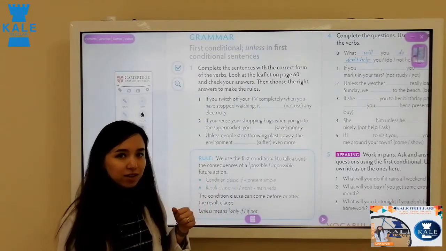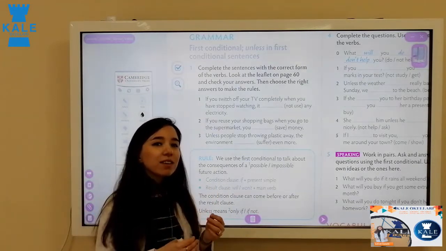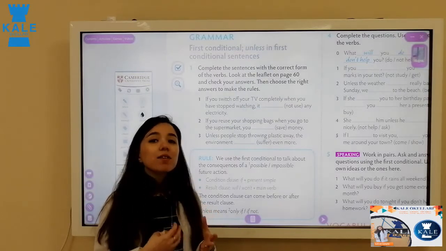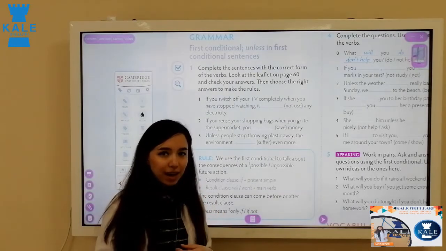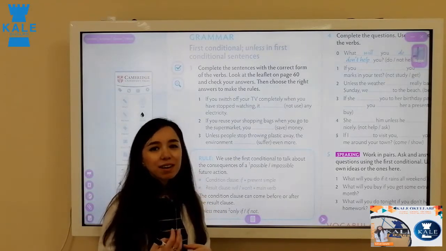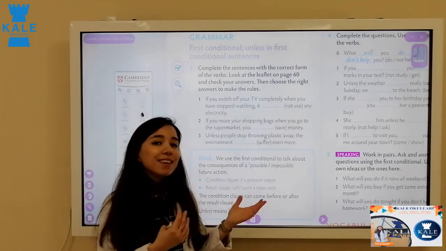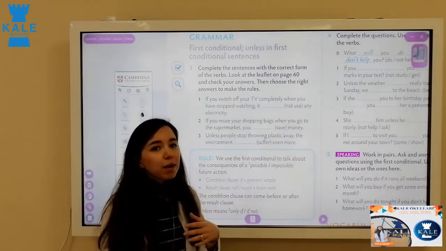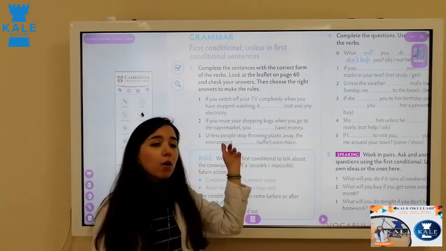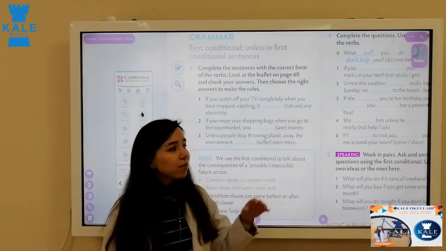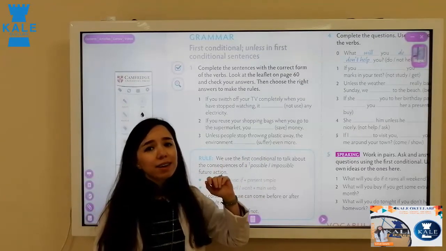But in second conditional sentences, the result is a little impossible. It means we are going to talk about impossible actions, something that is not like the first conditional. It's a little impossible. Maybe it happens, maybe not. We don't know. With the examples, when we talk about it, you will understand it better.